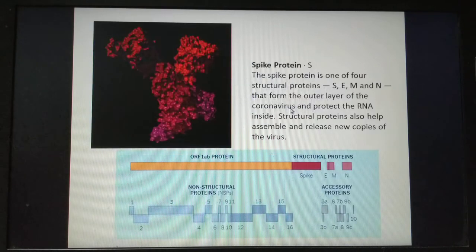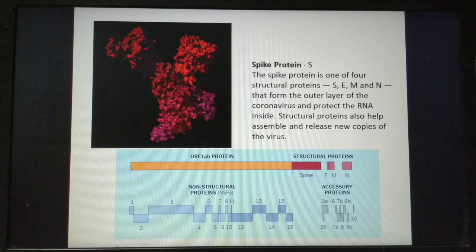They are camouflaging proteins. Now coming to the structural protein here, spike protein. You have seen coronavirus pictures on TV or in magazines or newspapers, and you have seen some nail-like structures protruding out of the ball. Those structures are called the spike protein. Their function is to attach to the human cell when it gets inside the lungs.